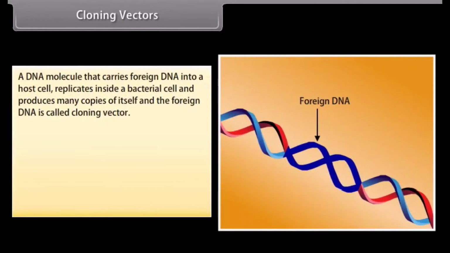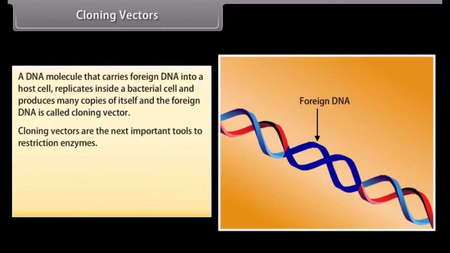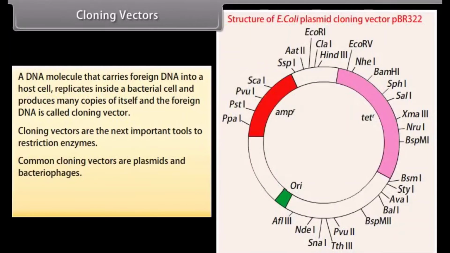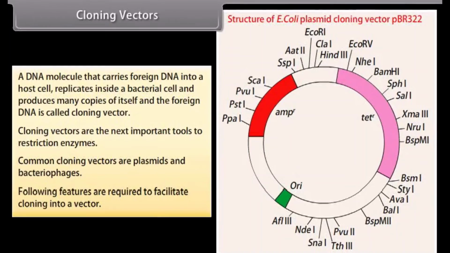Cloning vectors. A DNA molecule that carries foreign DNA into a host cell, replicates inside a bacterial cell and produces many copies of itself, and the foreign DNA is called a cloning vector. Cloning vectors are the next important tools after restriction enzymes. Common cloning vectors are plasmids and bacteriophages. The following features are required to facilitate cloning into a vector.